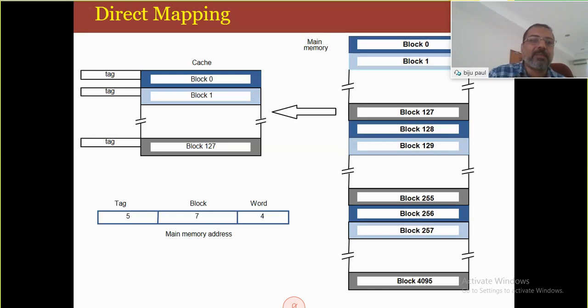So this kind of mapping is done in direct mapping. The mapping is very simple, but it has a lot of disadvantages, and also advantages. It's very simple, that is the advantage. What is the disadvantage of this?